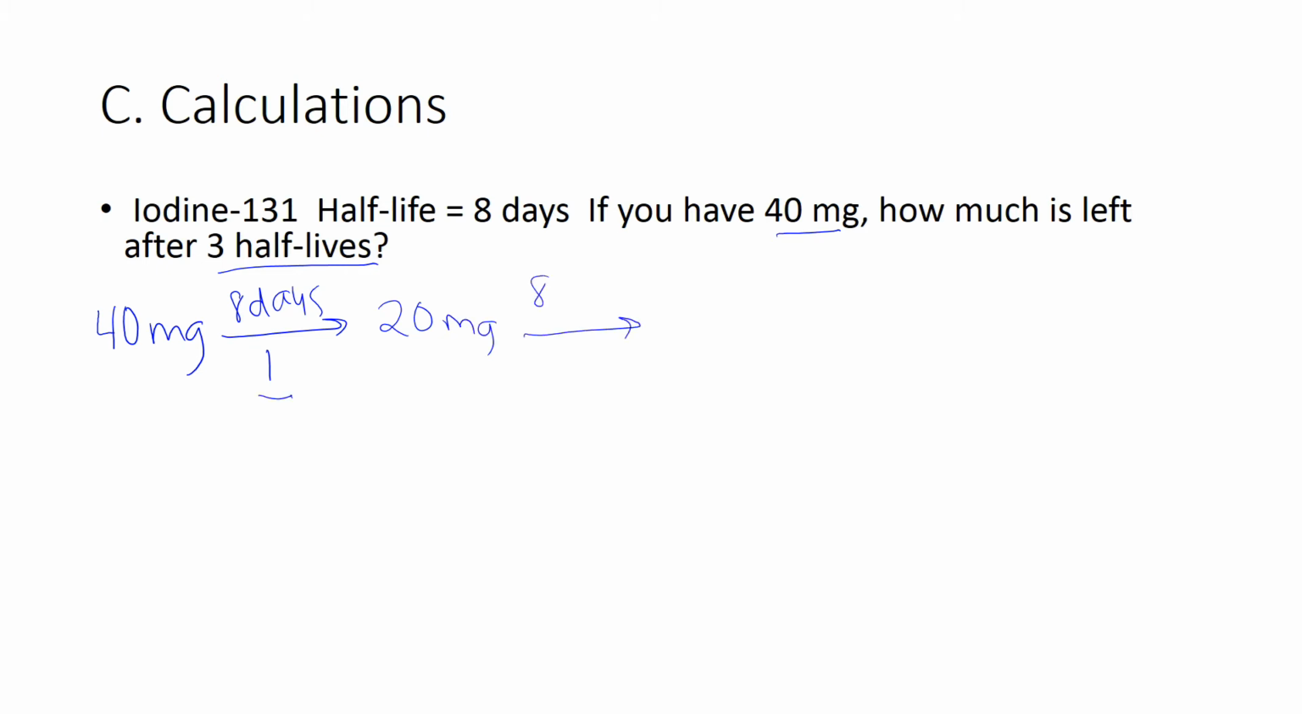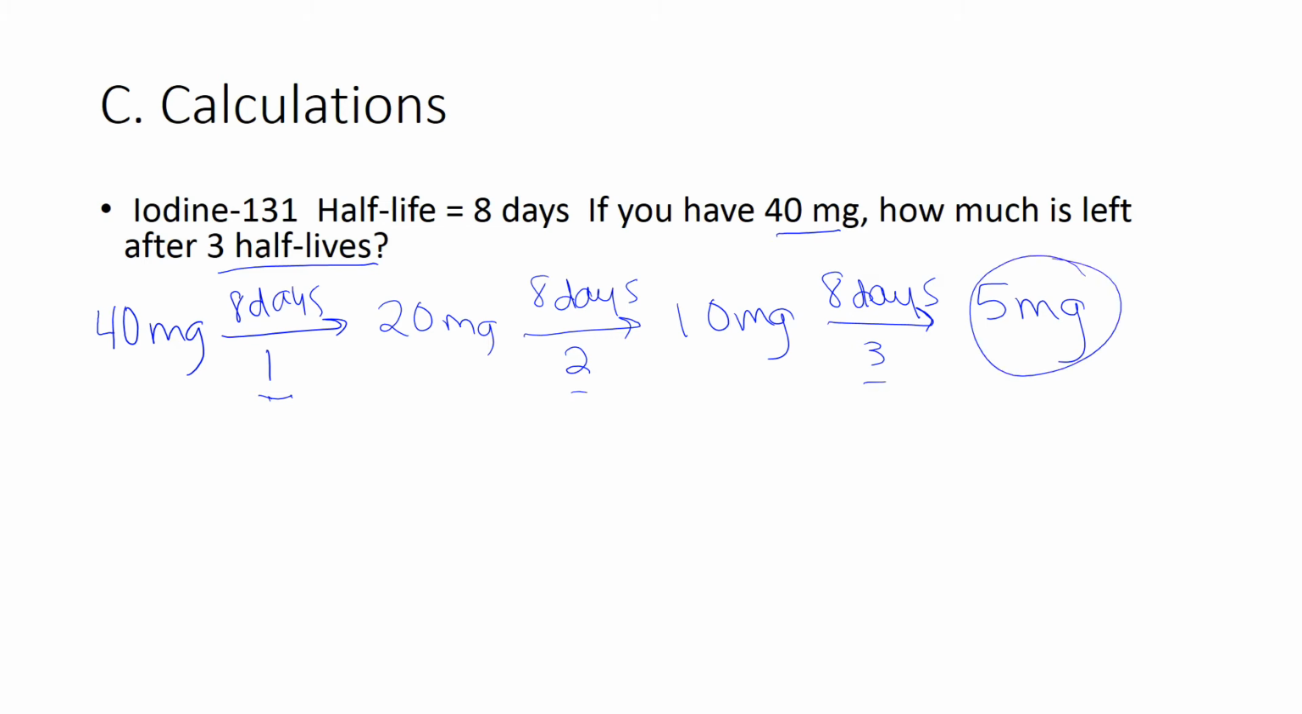If we wait another 8 days for our second half-life, we will then decrease our amount by half again. So we go from 40 to 20 to 10. And our third half-life is another 8 days later. That should be 5 milligrams. So we know after 1, 2, 3 half-lives, we should be left with 5 milligrams.